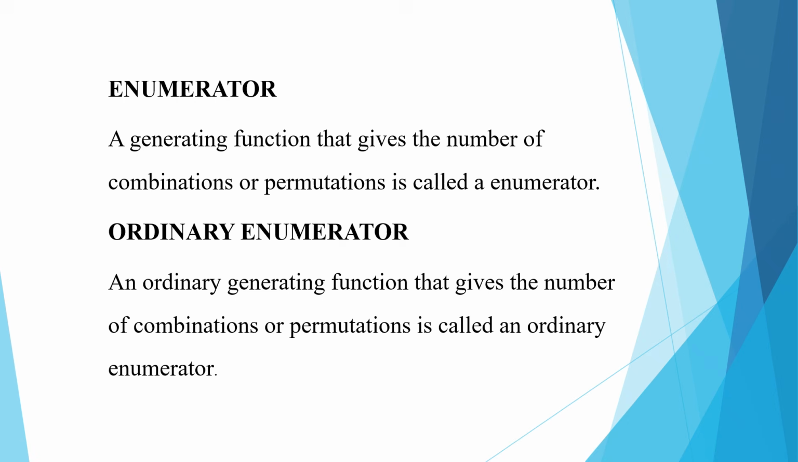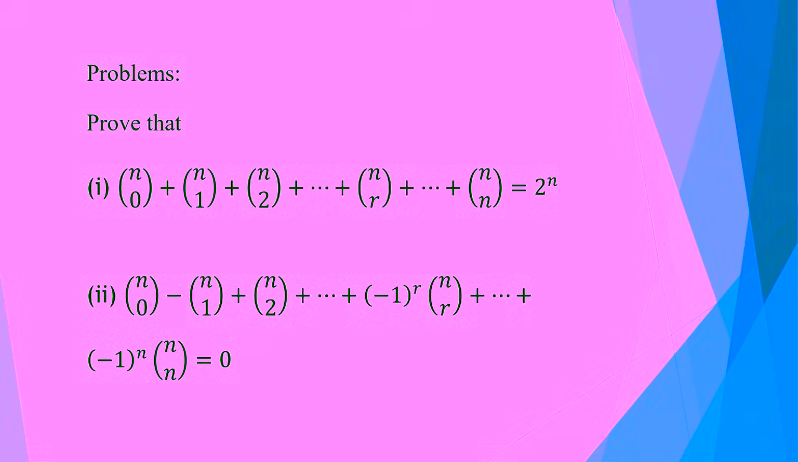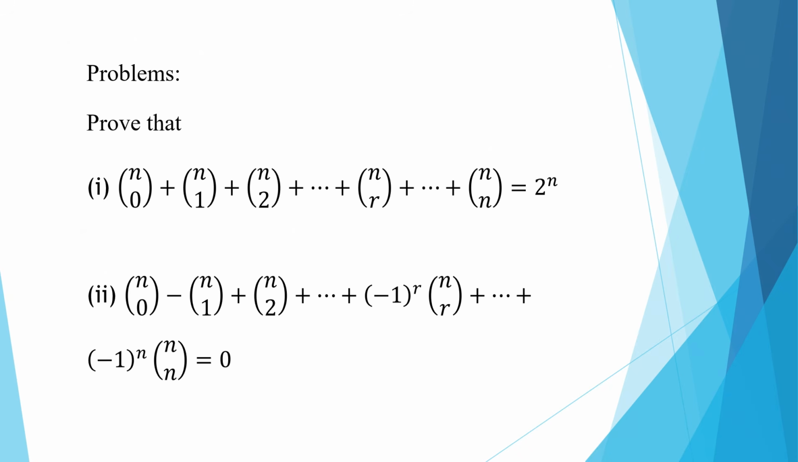Enumerator means it gives only the generating function. Ordinary enumerator means it gives an ordinary generating function. Next, we are going to see a few problems based on these combinations. First, prove that NC0 plus NC1 plus NC2 plus etc. plus NCR plus etc. plus NCN is equal to 2 power n.